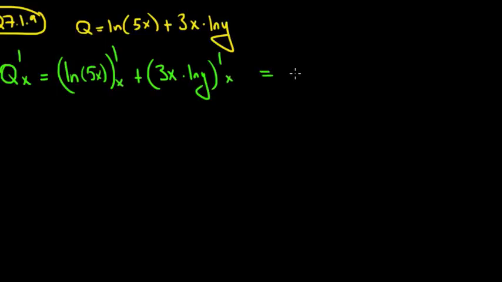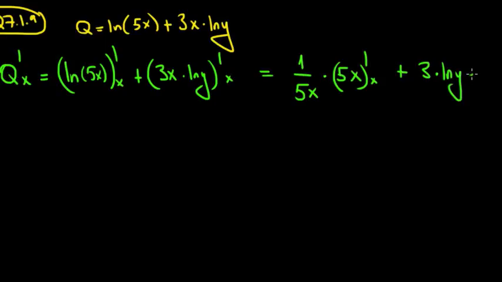What is the logarithmic derivative? That's just 1 over 5x, but because we have an expression of x, we use the chain rule, so we have to differentiate the expression itself, 5x derivative with respect to x. Plus, what is the constant here? Everything besides x, so that's 3 and ln y. So we have 3 times ln y is a constant, and then we differentiate x, so that's going to be x derivative with respect to x.